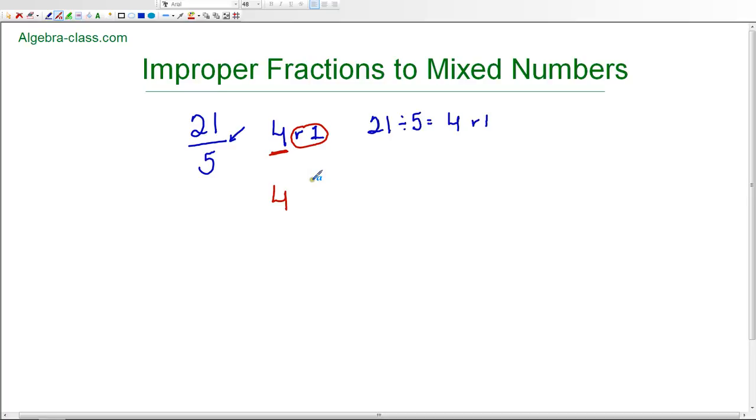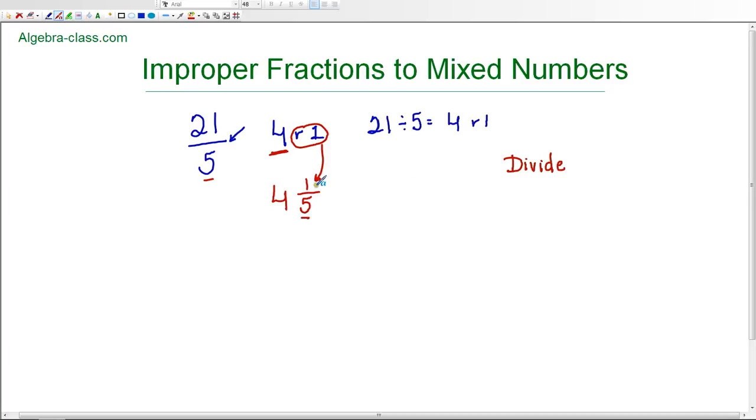Now, we're used to writing this in 3rd and 4th grade as remainder 1. But when we write improper fractions as mixed numbers, we're going to write it as a fraction. So 1 left over means that we have 1 out of 5 left over. So you're going to take that remainder, it's going to become the numerator, and your denominator stays the same. Okay, so the process is divide, and then the whole number becomes your whole number for the mixed number, and your remainder becomes the numerator for the fractional part.